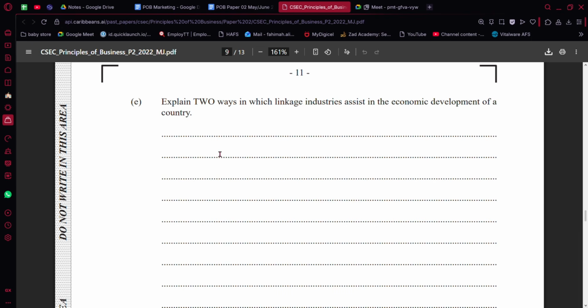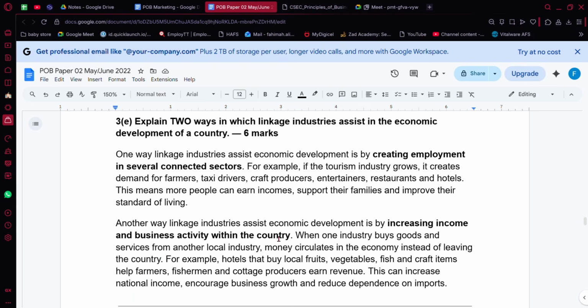Next question. Explain two ways in which linkage industries assist in the economic development of a country. One way linkage industries assist economic development is by creating employment in several connected sectors. For example, if the tourism industry grows, it creates demand for farmers, taxi drivers, craft producers, entertainers, restaurants, and hotels. This means more people can earn incomes, support their families, and improve their standard of living.